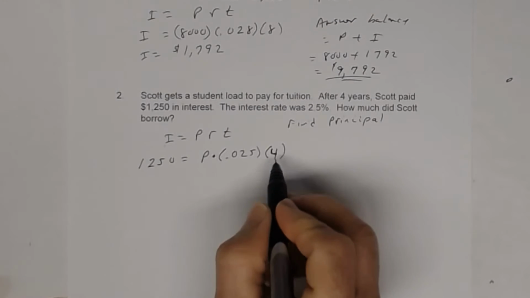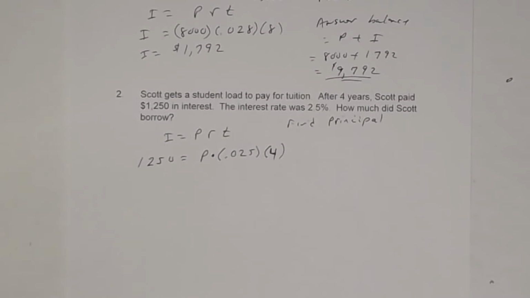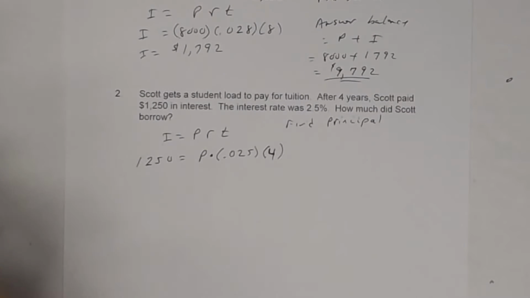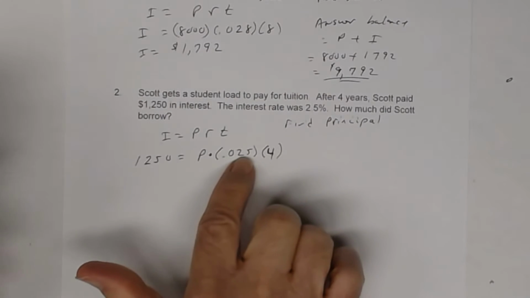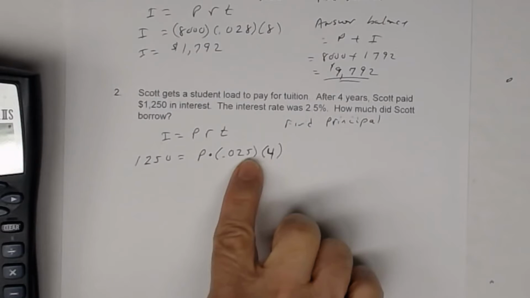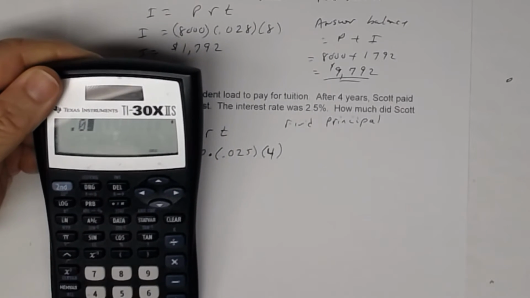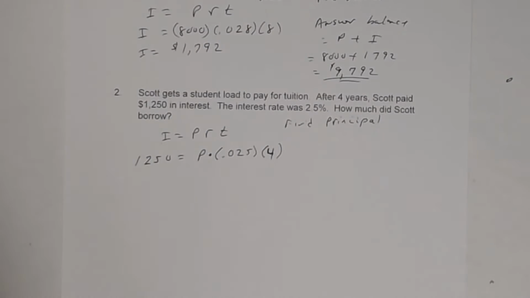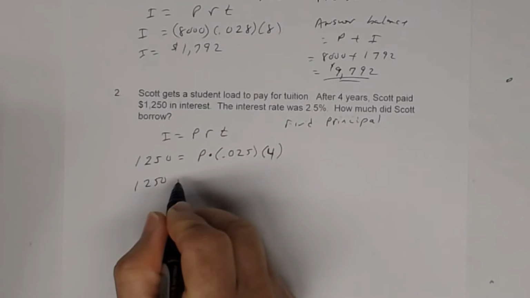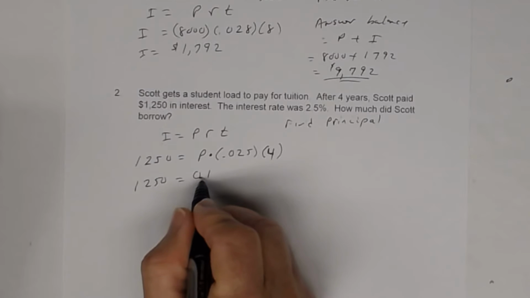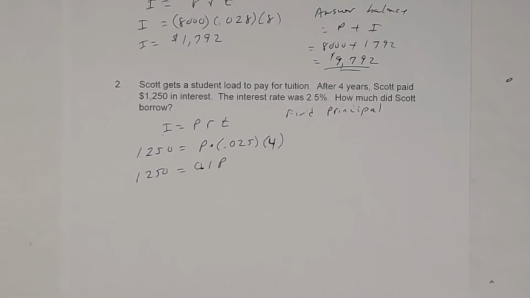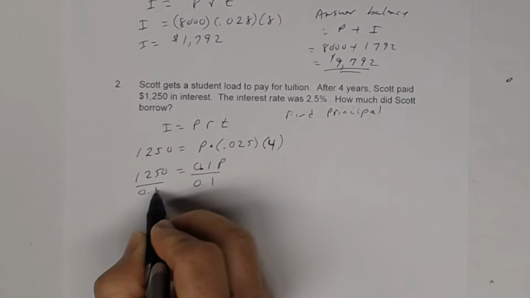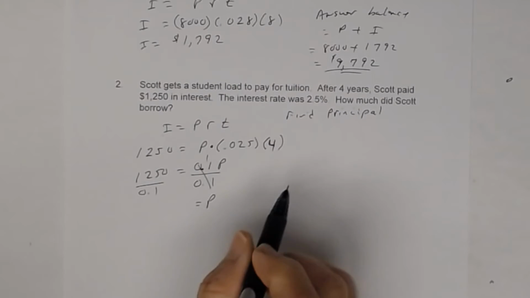Okay? All right, now be careful when using your calculator in this. Make sure you know how to use your calculator because you have two factors here. So what I would do, since it's easy to multiply this out using a calculator, is do this multiplication first, this product first. So 0.025 times 4 equals 0.1, 1/10, right? So this becomes $1,250 equals 0.1 p. That's the way I would do this. It makes things so much easier on you. Then divide both sides by 0.1. The 0.1s divide out, and you get the principal, which is what you're trying to find.